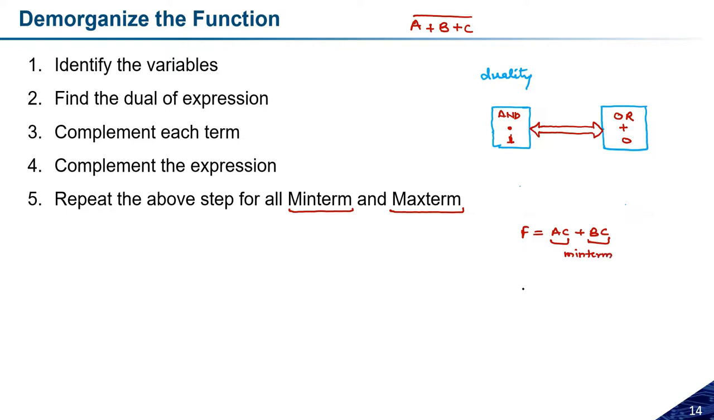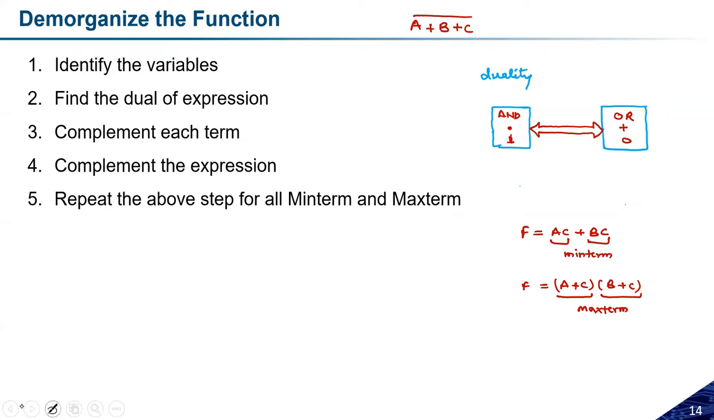Similarly, if you have a function something like this, (A plus C) into (B plus C), these terms we call the max terms. So the product terms we call the min terms, and the sum terms we call the max terms. In detail, we will see later on. Don't worry. So these are all the steps that we need to follow to apply De Morgan's to the function.